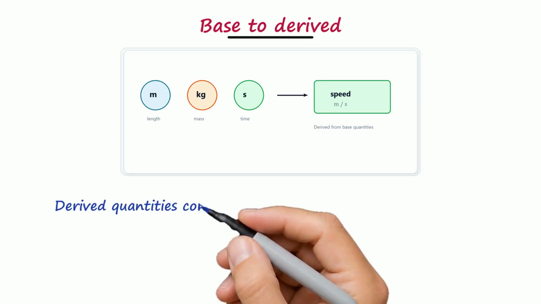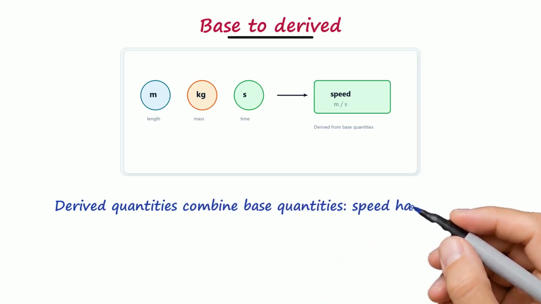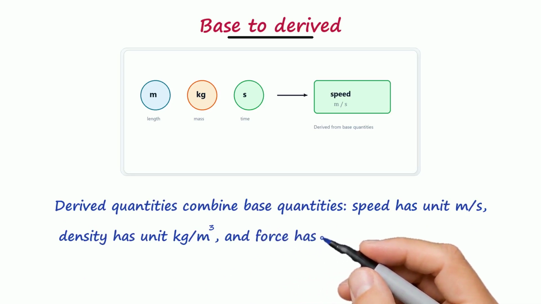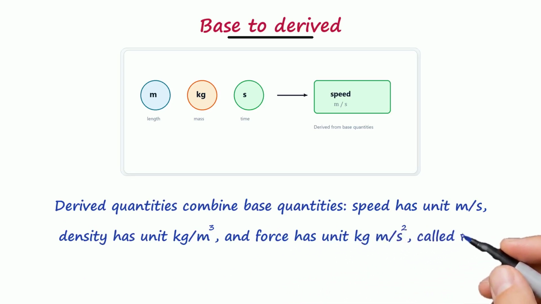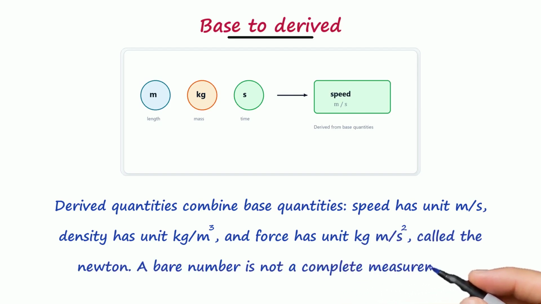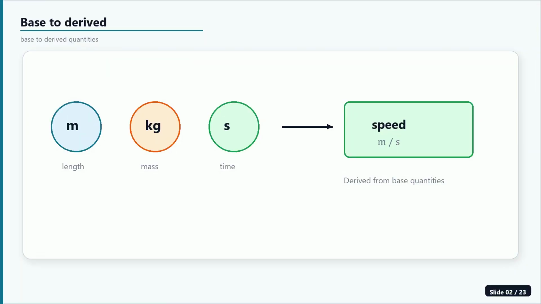Derived quantities combine base quantities. Speed has unit m over s, density has unit kilograms per m cubed, and force has unit kilograms m over s squared, called the Newton. A bare number is not a complete measurement. Base quantities stand alone. Derived ones are built from them. Speed is length over time. Always expand an unfamiliar unit back into base units when checking dimensions.